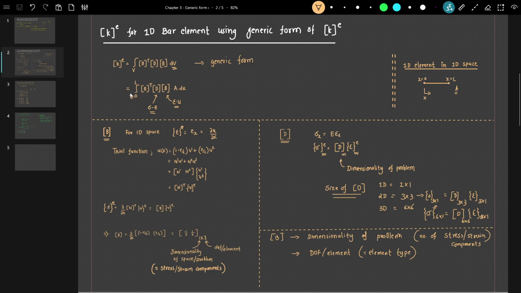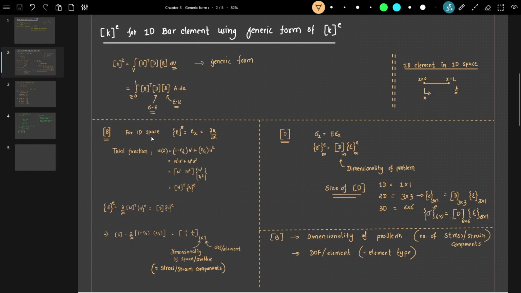Okay, and the integration over the volume of the element will become integration over the length of the element, because this is a 1D element and we have only length as a physical dimension. So this is the element stiffness matrix. Okay, but still we need to find B and D. So let's focus on B, the strain displacement relationship matrix.